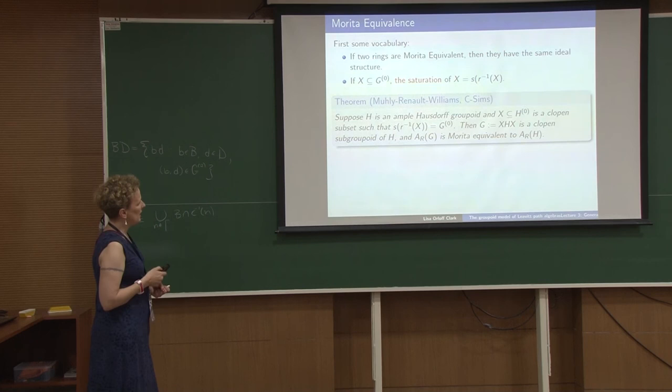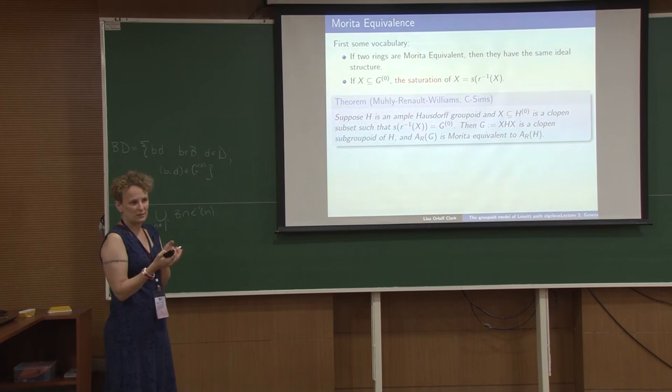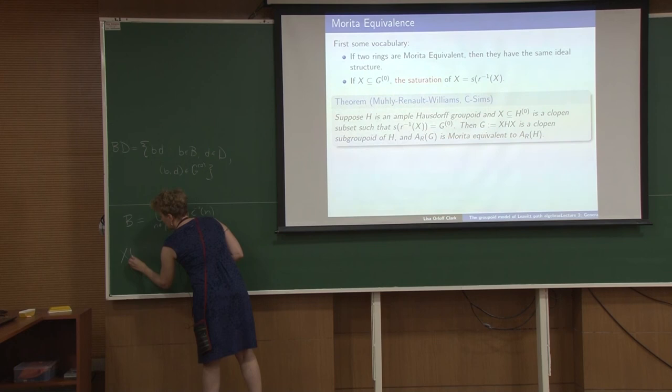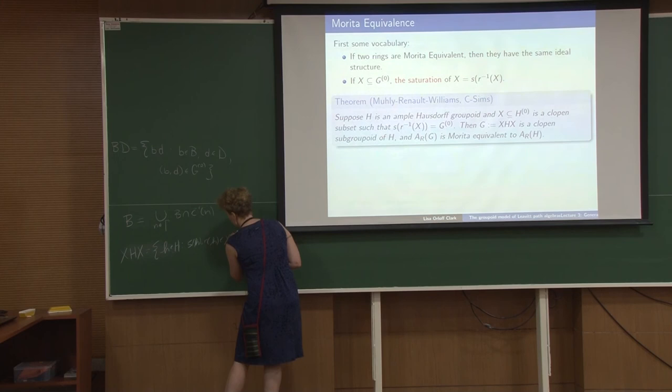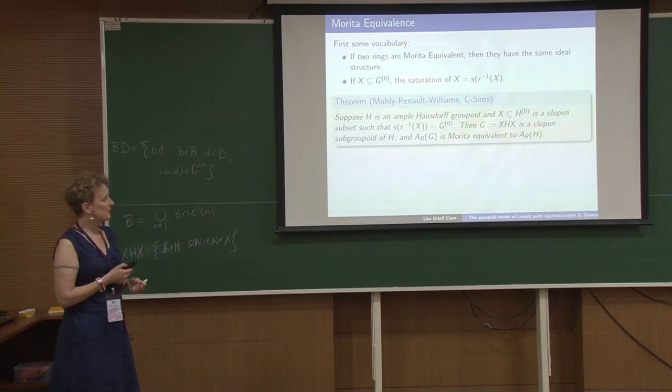Then, if you take this groupoid defined to be XHX, that's actually restricting H to X, because X is a set of units. So it's really the elements h in H such that the source of h and the range of h are in X. So you can restrict and get a new groupoid. It's a clopen subgroupoid of H.